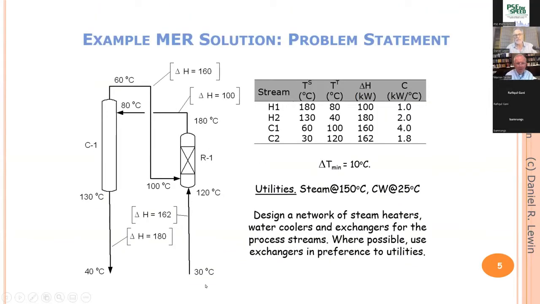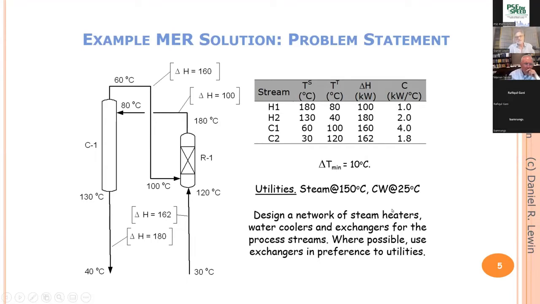Typically, they'll get a problem to look at. This is a very simple example problem involving 2 units, 1 reactor and 1 separating column, and 4 possible streams for heat integration, 2 hot, 2 cold. So for each stream, you would have its source temperature. For example, for hot stream 1, source temperature is 180 degrees, target temperature 80 degrees. The enthalpy change is 100 kilowatt, which means the flowing heat capacity is 1 kilowatt per degree centigrade. The same method is used to extract data from the others. Of course, in reality, we would need to be doing this from real process streams, but that comes later.